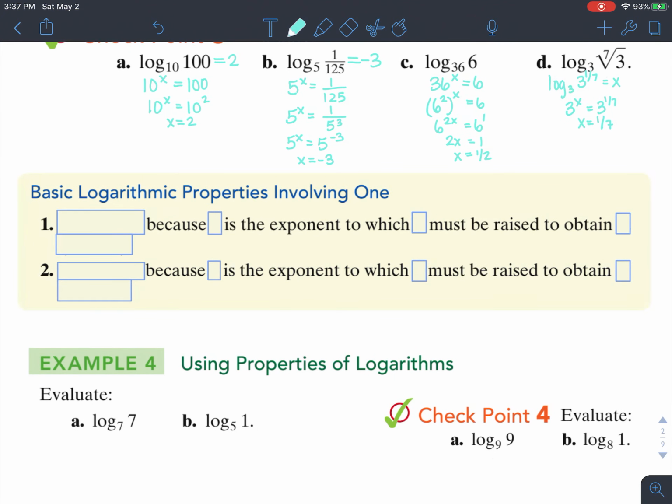So I think this might be a repeat of what's above. Oh, no, it's not. Never mind.